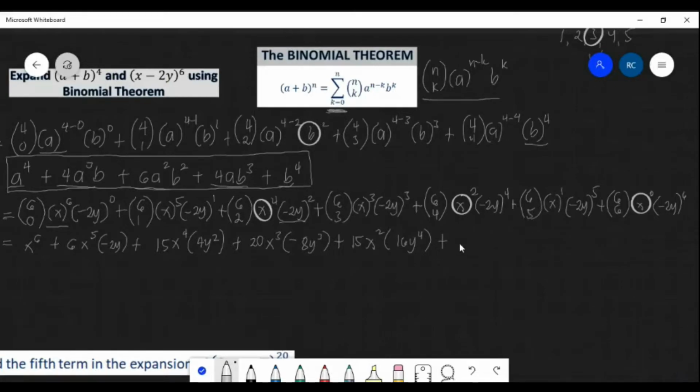O, magkasunod siya, kaya ito ay 6. X na lang to. Can you please expand negative 2y raised to 5? Negative 32y raised to 5. Okay, very good. Okay, 6 combined 6, pareha sila. That is equivalent to 1, and x raised to 0 is also 1.